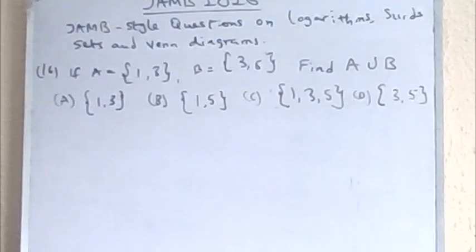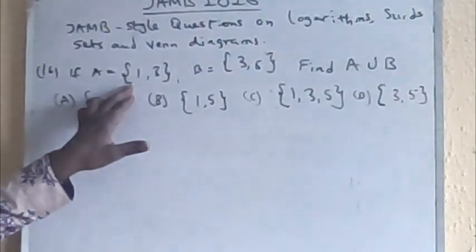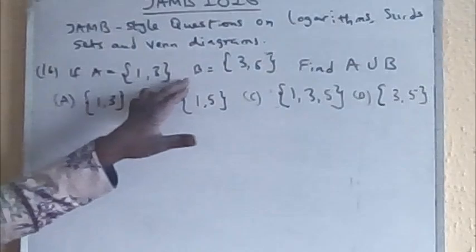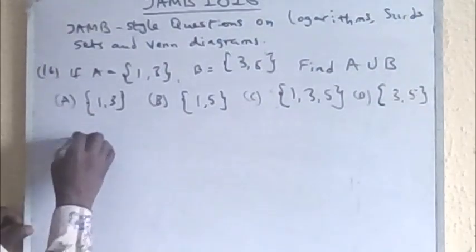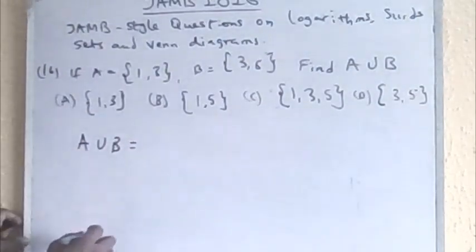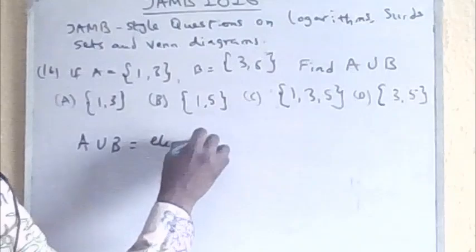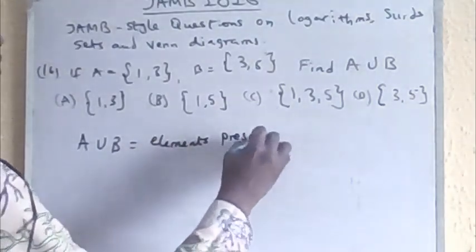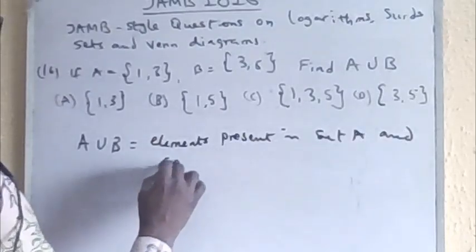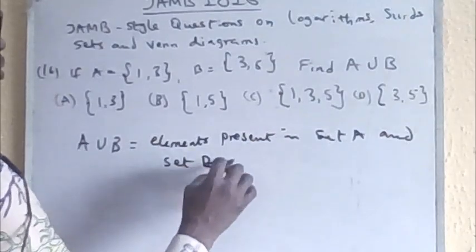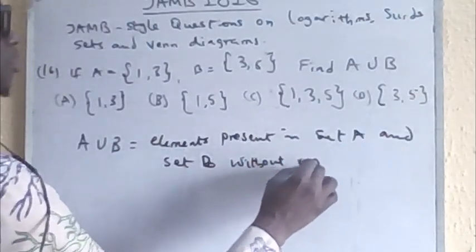So I have another question on the board on sets. If A is defined as elements 1 and 3, B is 3 and 5, find A union B. A union B is defined, in plain English, as elements present in set A and set B without repetition. So I'm not going to be repeating anything that's already there in both.